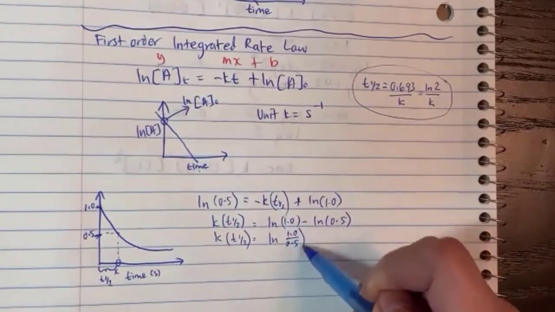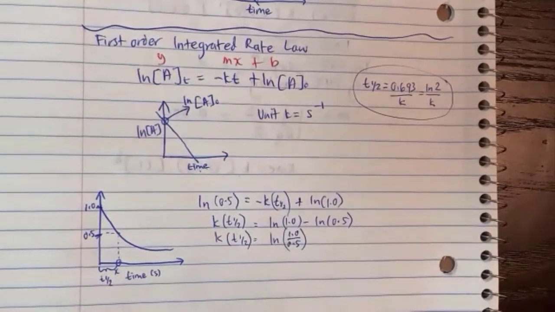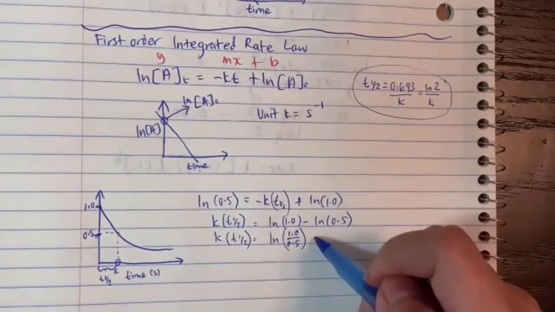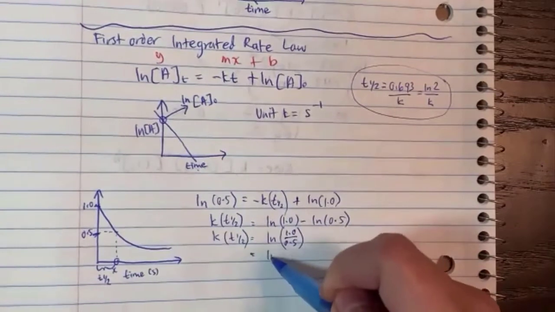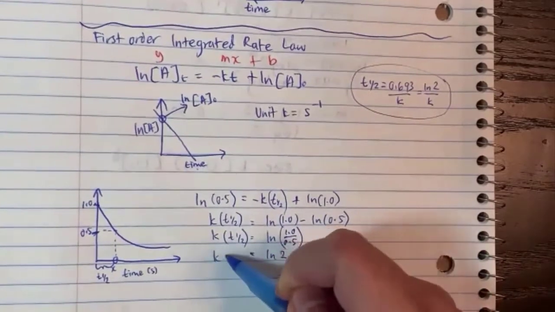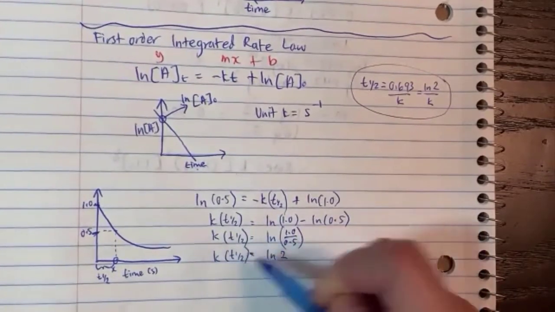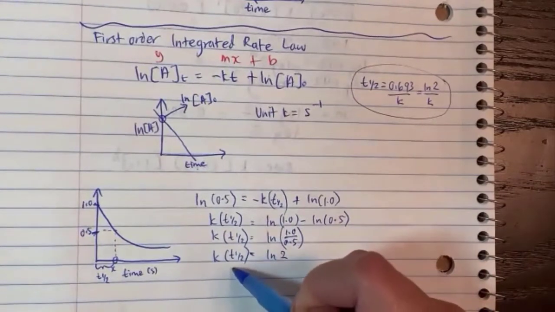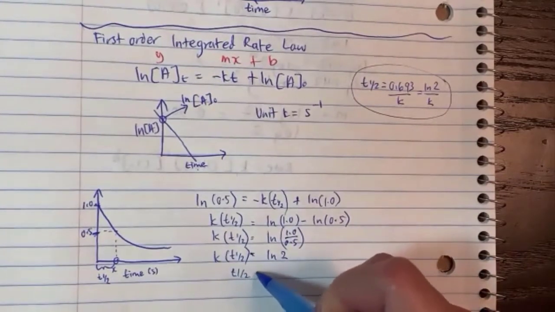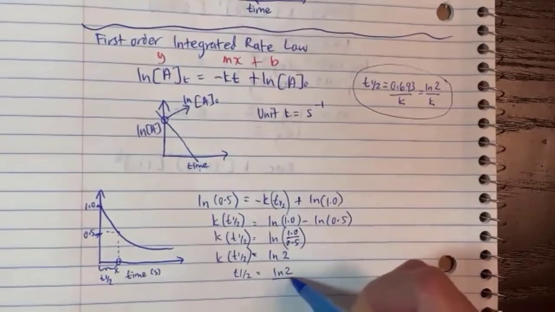This is just algebra here. So it's 1 divided by 0.5. Doesn't that equal 2? So that equals ln 2. And k and half-life are here. So that's how you get the half-life formula: half-life equals ln 2 over k.